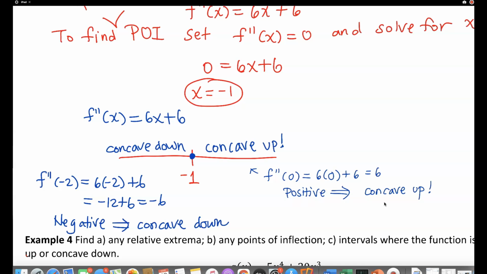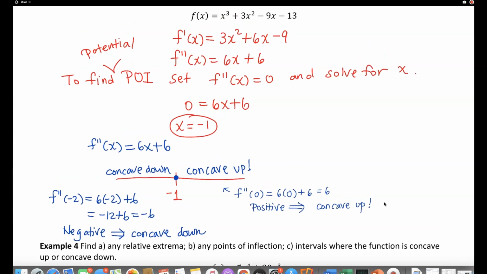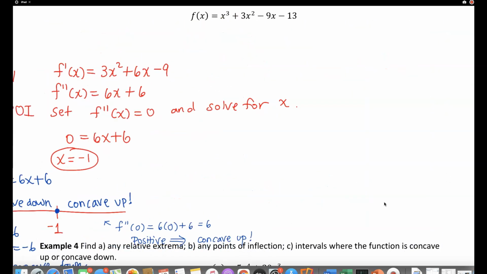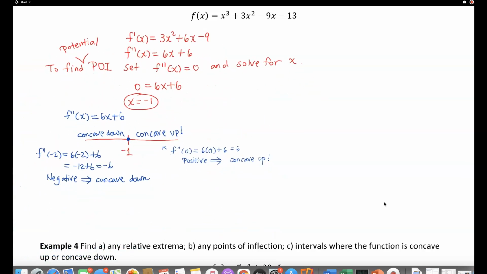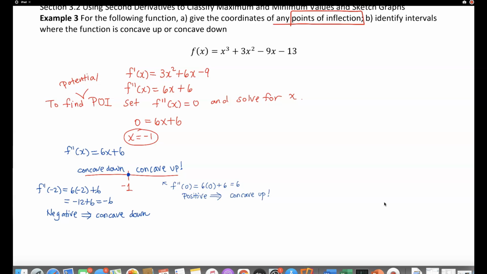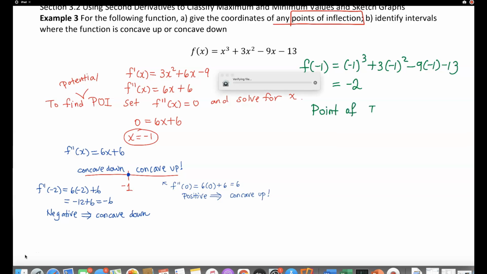So now I need to find the y value because they wanted the point of inflection, not just the x value. So, hold on. I'm ready to plug in x equals negative 1. So what is the y value? F of negative 1 is negative 1 cubed plus 3 times negative 1 squared minus 9 times negative 1 minus 13. All right, let's find the y value to be negative 2. So we found the point of inflection is negative 1, negative 2.